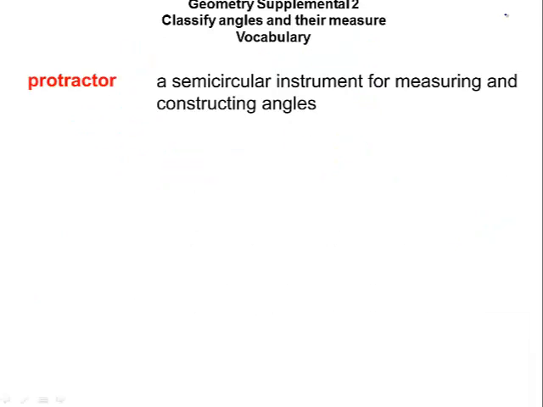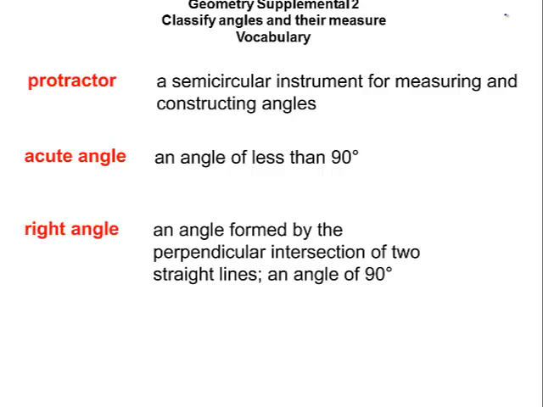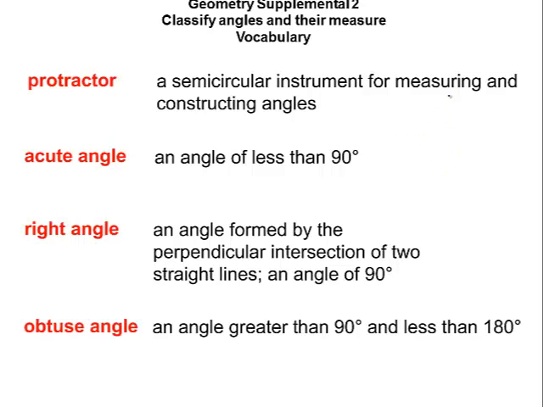Right, we also have protractor. A protractor is a semicircular instrument. You guys remember these from like middle or elementary school or something? Used for measuring and constructing angles. An acute angle is cute, it's little, less than 90 degrees. A right angle is exactly 90 degrees. It's also perpendicular. So perpendicular is 90 degrees, is a right angle. They're all equivalent. And an obtuse angle is greater than 90, but less than 180.